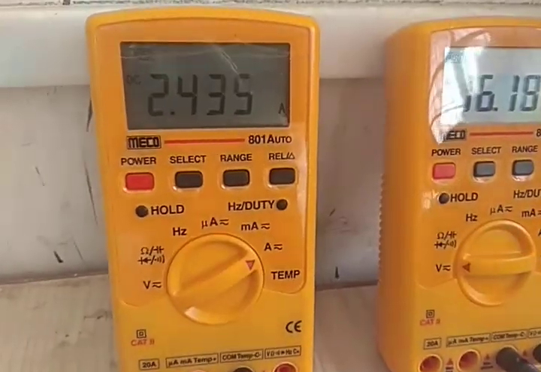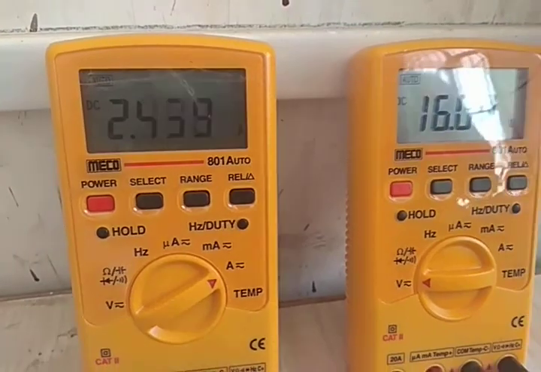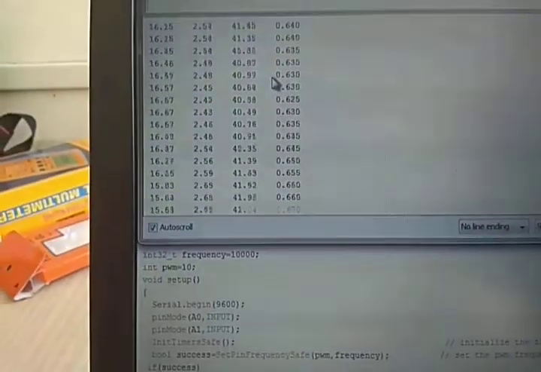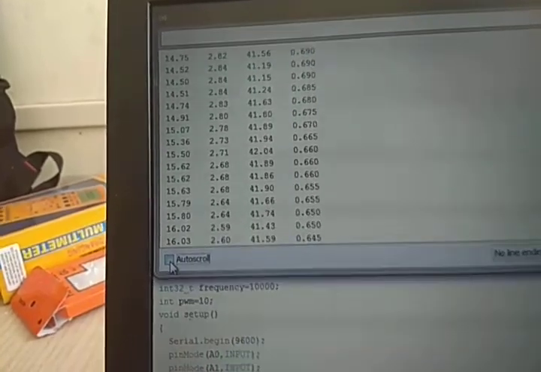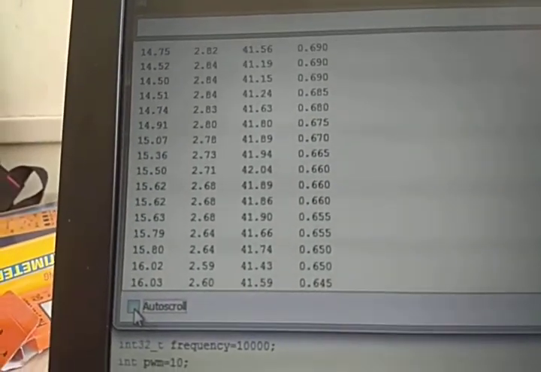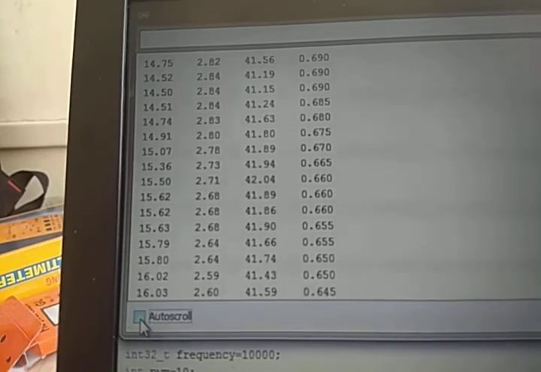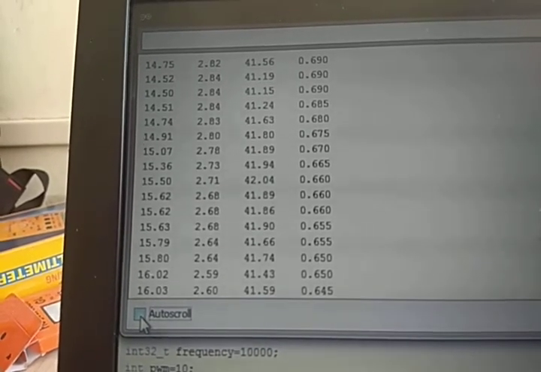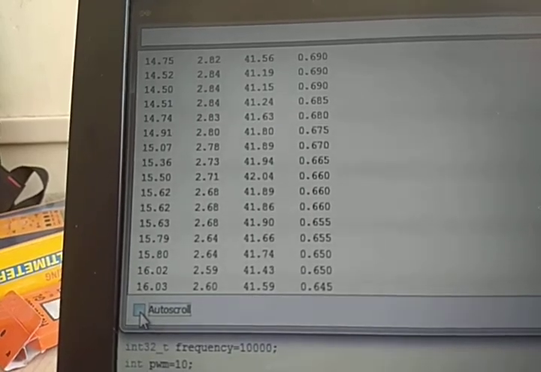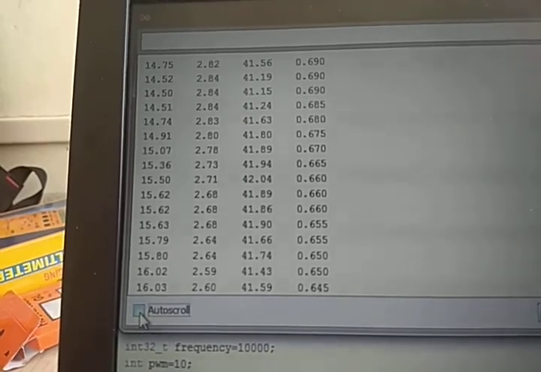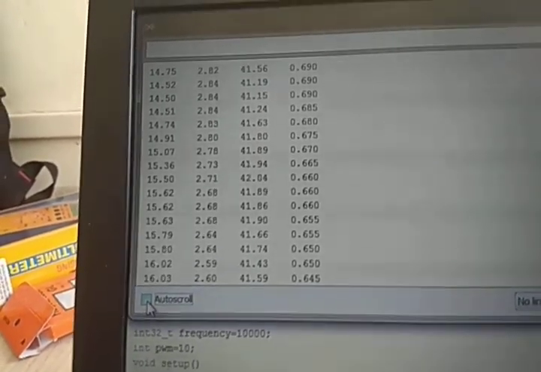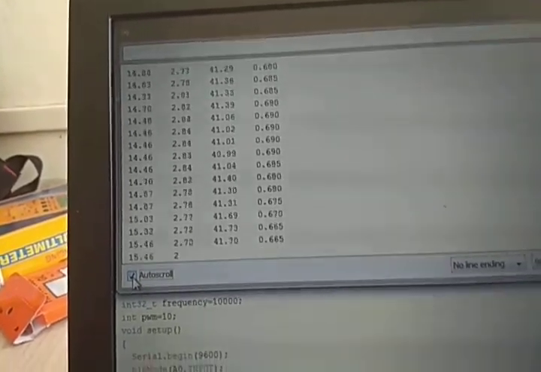The output voltage is 36.44, the input current is 2.4 and the voltage is around 16. What is going on the screen: again it tries to transfer the maximum power available at the panel side. The input voltage is 16.03, input current is 2.60, output power is 14.59, and the corresponding duty is 0.64, or 64%, as required.